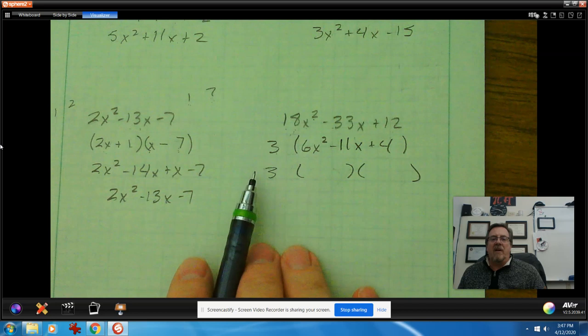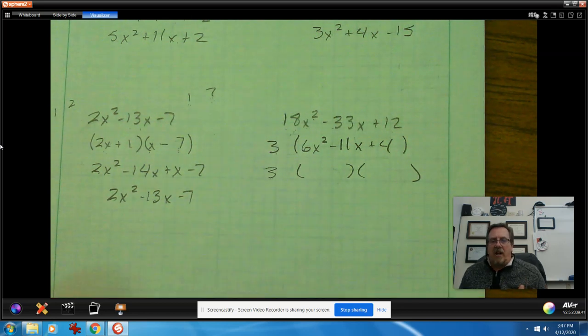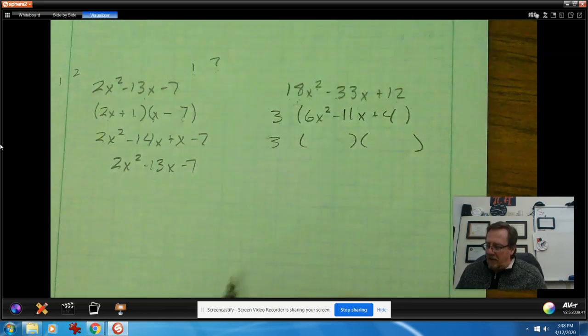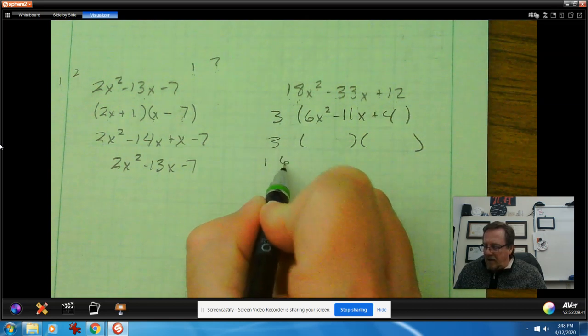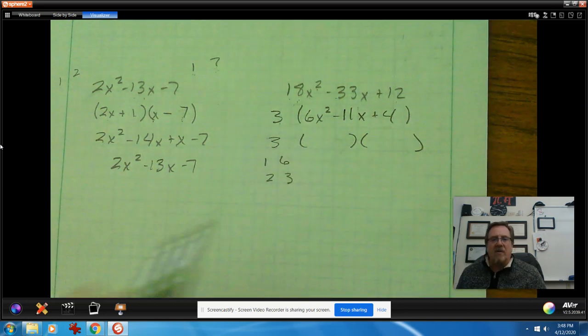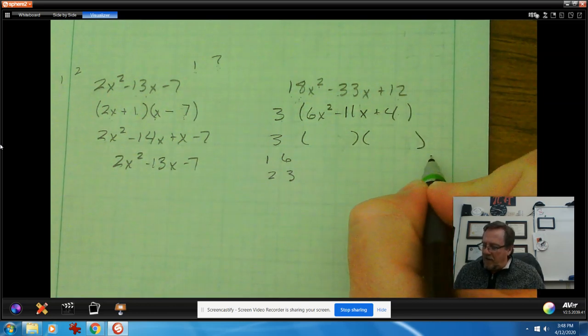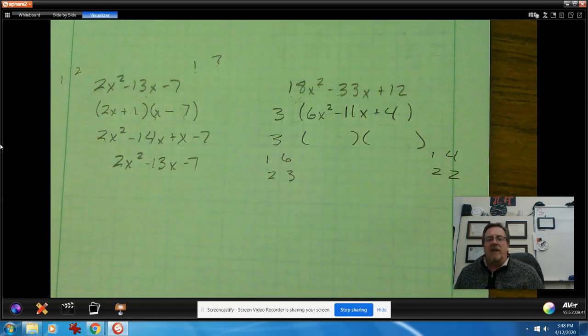Now I still took my 3 out, so I'm going to keep it here. So I'm still multiplying 3 times this. I haven't changed anything. But let's go ahead and see if I can factor this. Now, 6 has factors of 1 and 6, but it also has factors of 2 and 3 that I'm going to have to consider. And 4 has factors of 1 and 4, and also factors of 2 and 2 that I have to consider.